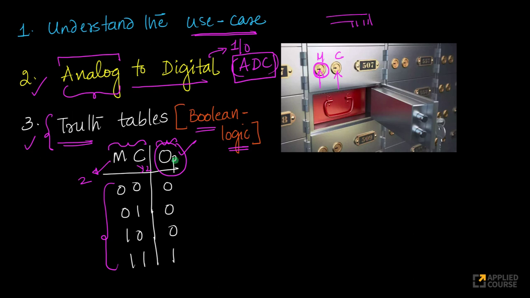You can read OP as open. So OP equals 0 means don't open, OP equals 1 means open. The simple logic here is, if this says not valid, it should not open. If the customer key is valid but the manager key is not valid, it should not open. If the manager key is valid but customer key is not valid, it should not open. Only when both the keys are valid should the locker open. Very simple logic, right? So this is what is often referred to as a truth table.